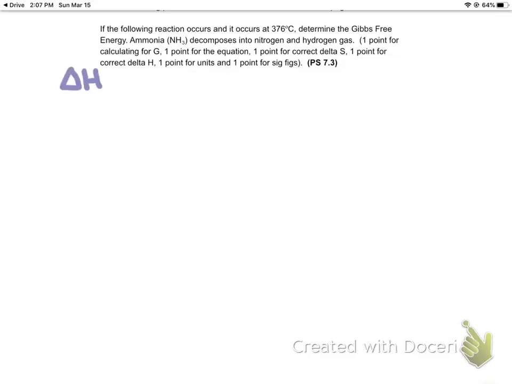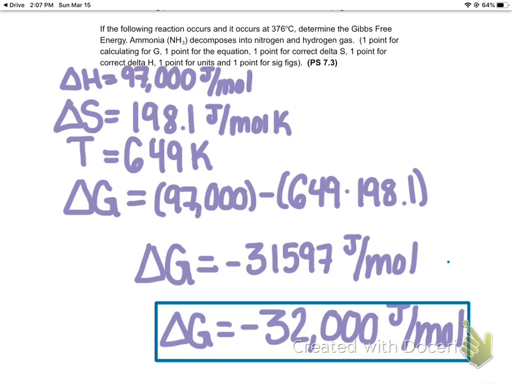Okay, then knowing that, I now finally can plug in and solve for my delta G. So our units agree, we're in joules and in joules. I do my delta H minus my delta S times my T. All right, when I go ahead and solve, the original value I get is negative 31,597 joules per mole. But I technically only have 2 sig figs because of my delta H right there. So that means it's negative 32,000 joules per mole.